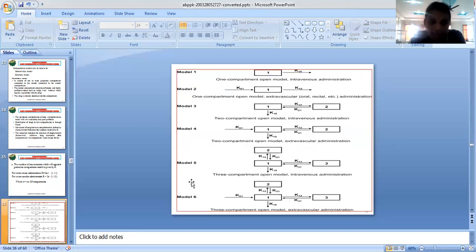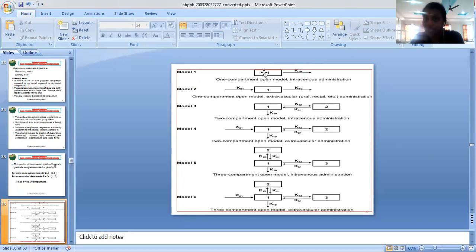Here are the different compartment models: model 1, model 2, model 3, model 4, model 5 and model 6. Here if you see, there is only one compartment, and it can be explained by the rate constant K10, that indicates movement of the drug from the compartment to the external environment. 0 is nothing, always it is the external environment. In the pharmacokinetic analysis, for quantitative estimation of the pharmacokinetic parameters, only one compartment is involved.